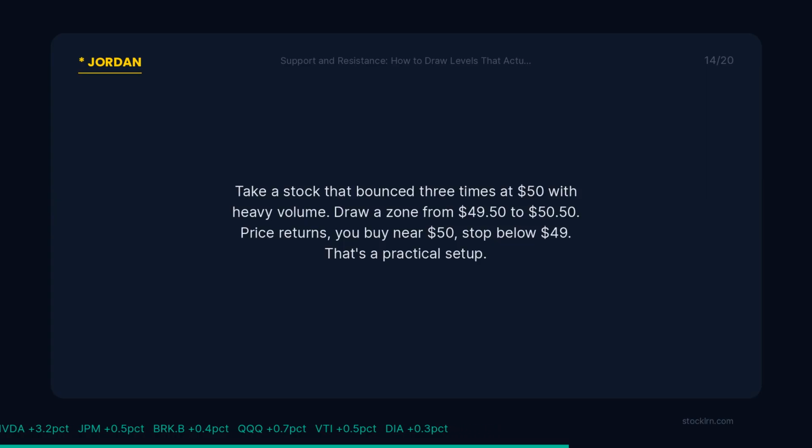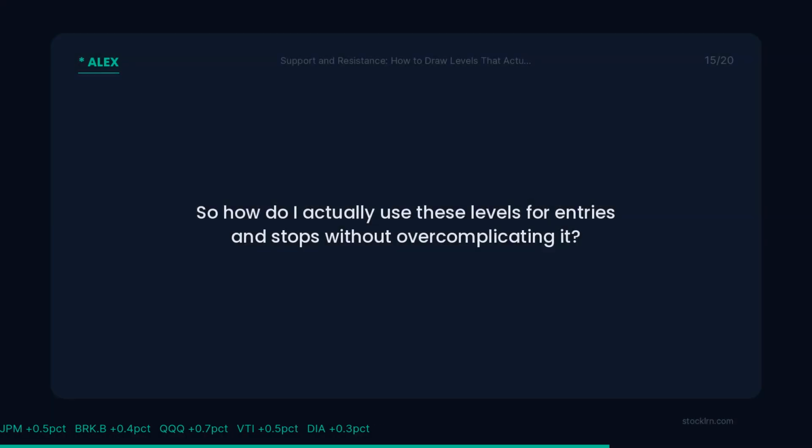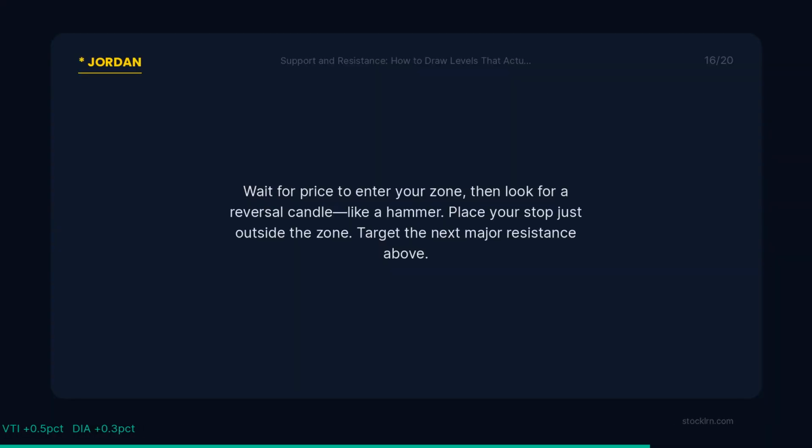That's a practical setup. So how do I actually use these levels for entries and stops without overcomplicating it? Wait for price to enter your zone, then look for a reversal candle, like a hammer. Place your stop just outside the zone. Target the next major resistance above.